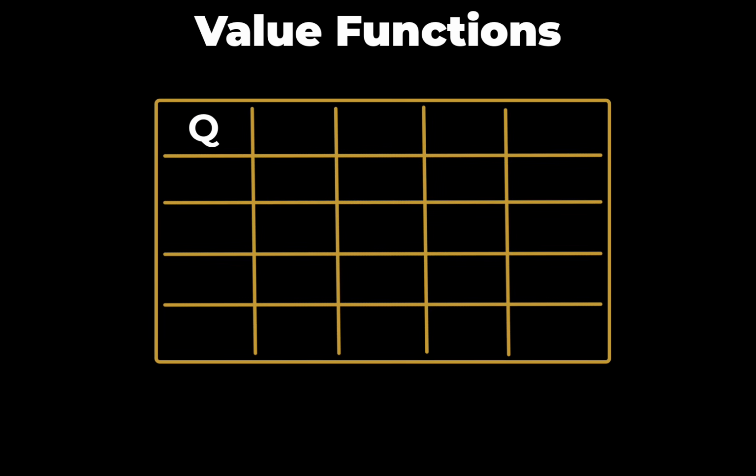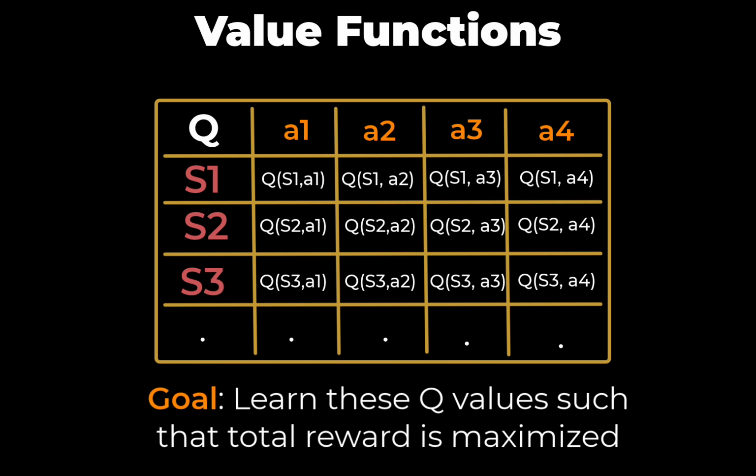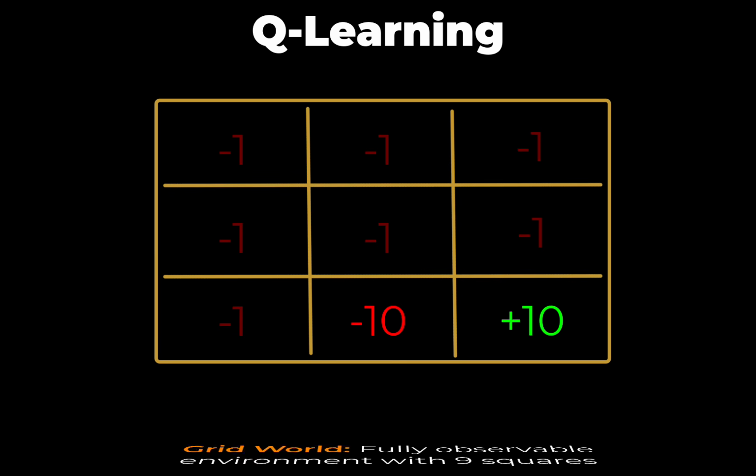Because it's a function, you can think of it more easily as a table of rows being states and columns being possible actions, and each cell value will actually be the Q value for that given state and action. And the goal of Q-learning is to effectively learn these Q values such that the total reward is maximized. So let's see how it works with this grid world.